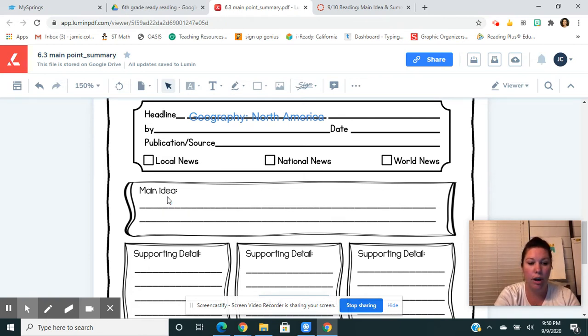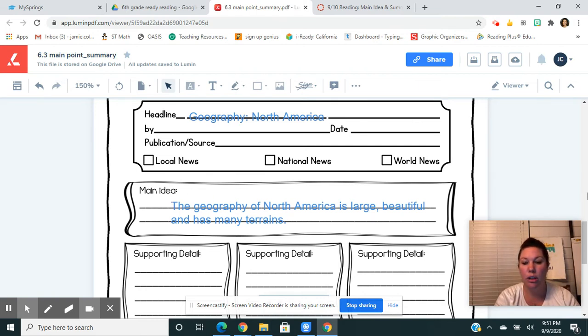Okay, so yep, the geography of North America is large, beautiful, and has many terrains.